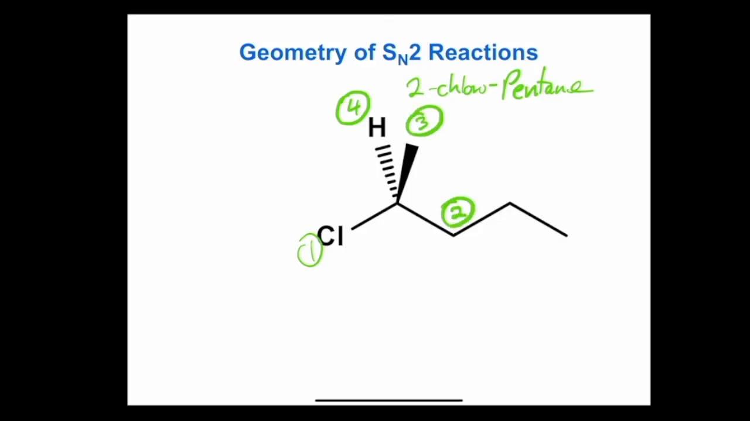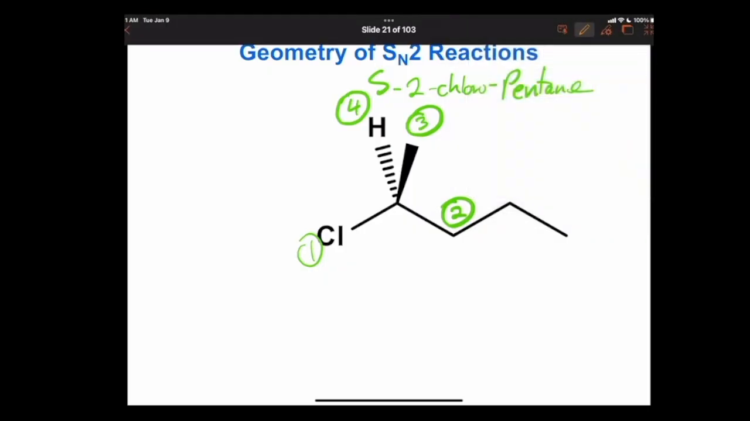All right. Is the lowest priority group away from you or towards you in the plane? So grab the number 1, go to number 2. Are you making a left turn or right turn? So this is S, 2-chloropentane. This is a single geometry, single stereoisomer. We have an asymmetric center. The reaction is happening, the reactive site is this one here. That is my S center.